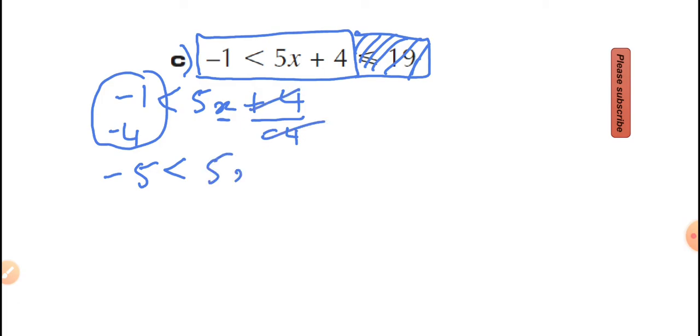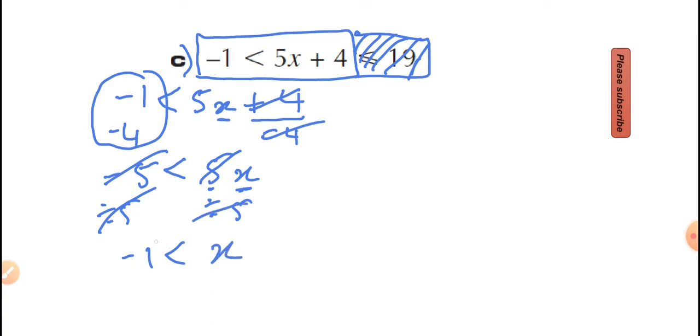Now to get the x on its own, I have to get rid of this times 5. In order to do that, I have to divide by 5 on both sides. So once I do that, on the left hand side, minus 5 divided by 5 is just minus 1. Copy the sign down. The times 5 and the divide 5 cancel out, leaving just x. So now we've figured out that from the left side, x has to be greater than minus 1.